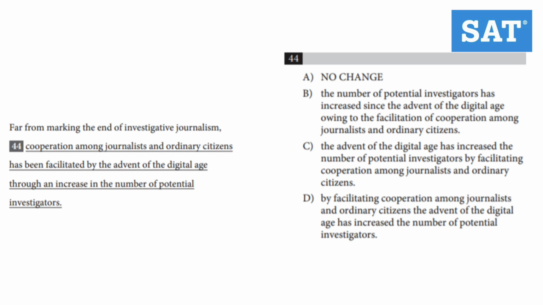This one is pretty tricky, so we're going to begin solving this by eliminating the answer choices. D is not going to work because, far from marking the end of investigative journalism, that is already a modifier. We can't put a comma and add another modifier. Usually that's not something the SAT would do. So D is out.